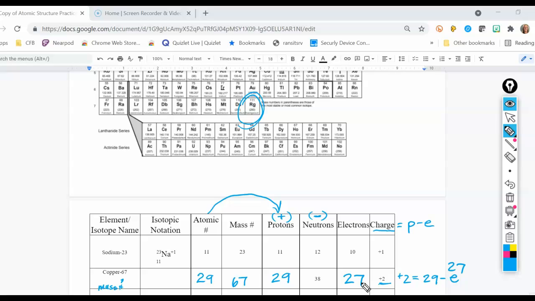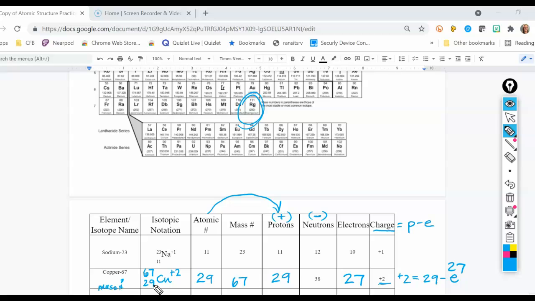The last thing that I need to be able to do is write out the isotopic notation. So I'm going to start with the copper element symbol in the middle. And I'm going to put in the charge in the upper right-hand corner, +2. And in the upper left-hand corner, I'm going to show the mass number. And in the lower left-hand corner, I'm going to show the atomic number.